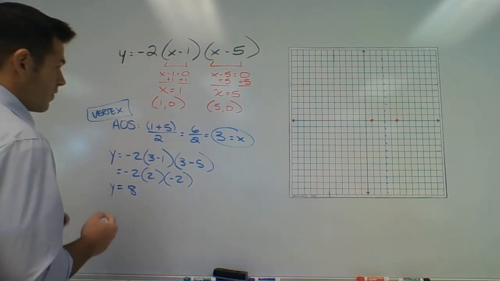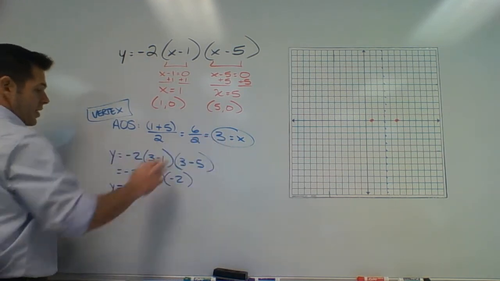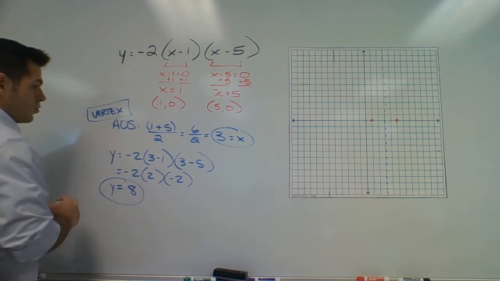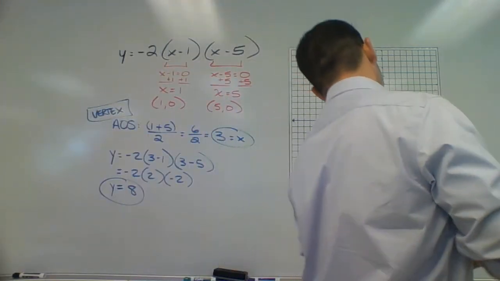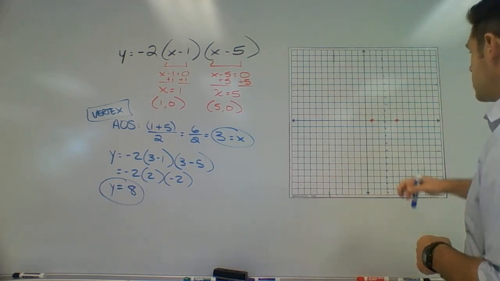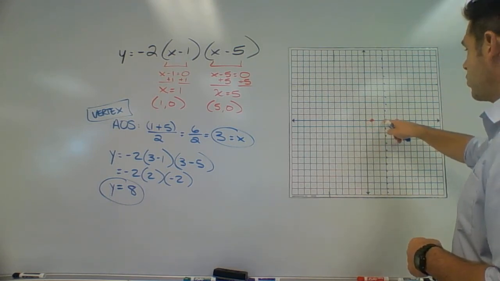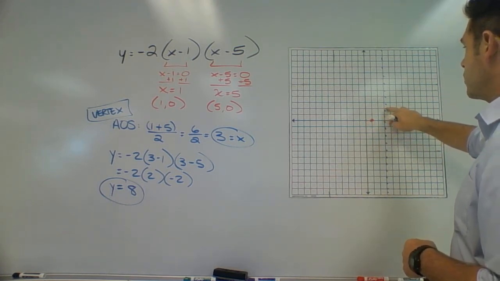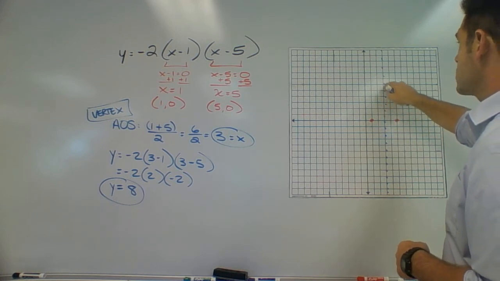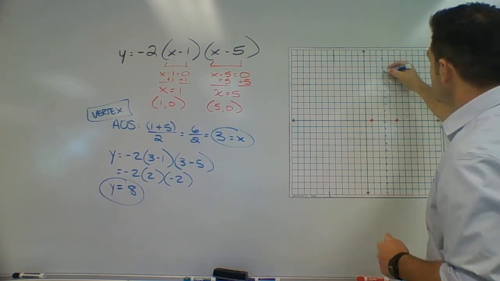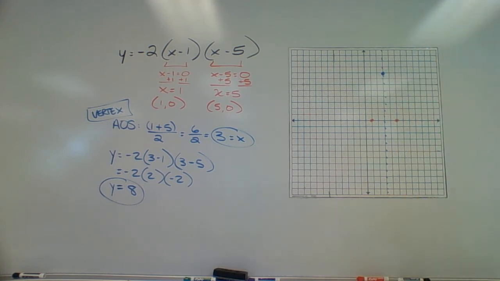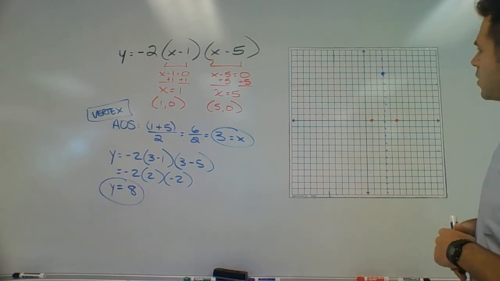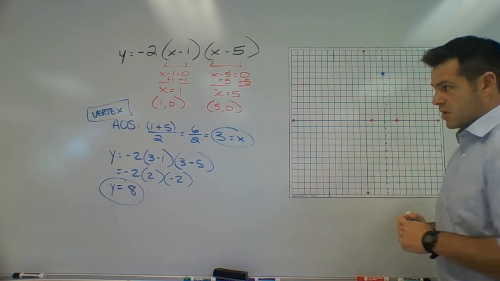So for my vertex, I have a 3 for the x value. My y value would be 8. So what I'll do is I'll come over here. I'll find the point (3, 8). 1, 2, 3 for the x value. I've got to go up 8. 2, 4, 6, 8. Right there would be my point for the vertex (3, 8).